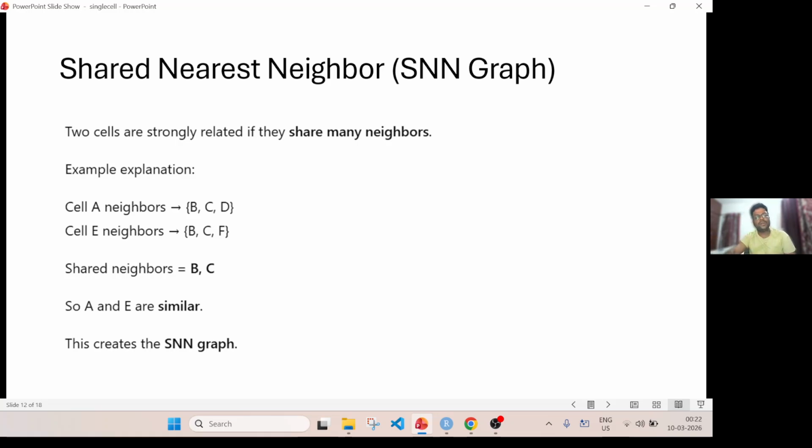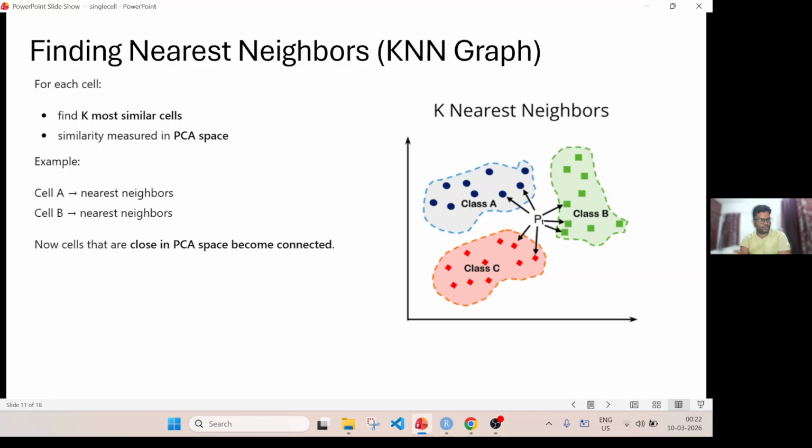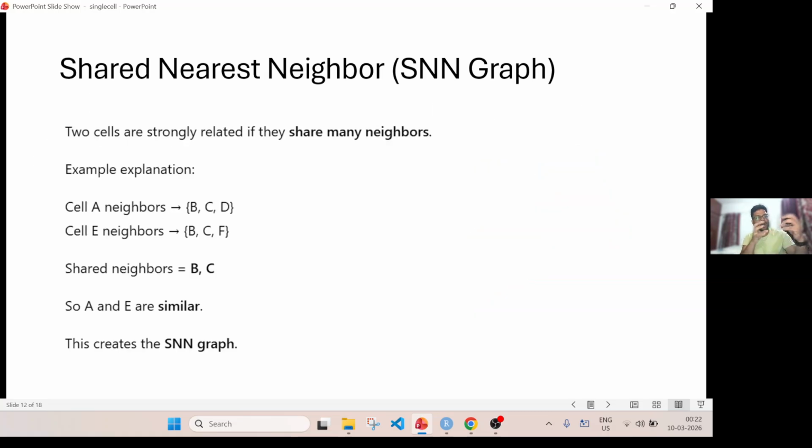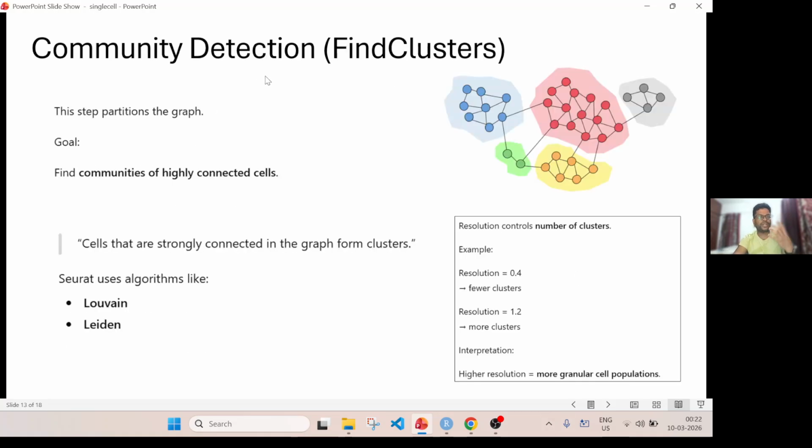So with that logic, again, you are giving weightage to the connection. KNN will just tell us who is connected to what, but SNN will tell us how strongly they are linked to each other. So it will give more weightage to the linkage. Now we get an SNN graph, and now we can do something called a community detection algorithm.